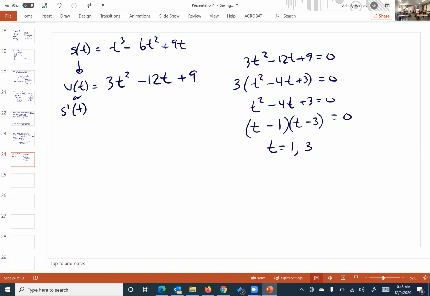But at 1 and 3, because velocity is 0, we do have to see if there's a sign change. If there's a sign change at 1, from before 1 to after 1, and then before 3 and after 3, we know the car changed direction. That's what velocity being 0 is going to mean. So this car changed direction, going left and then going right. Or the height, if this was a rocket, right? The rocket went from going up to going down.